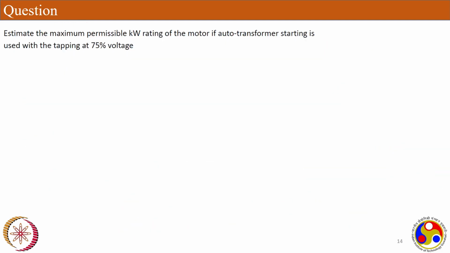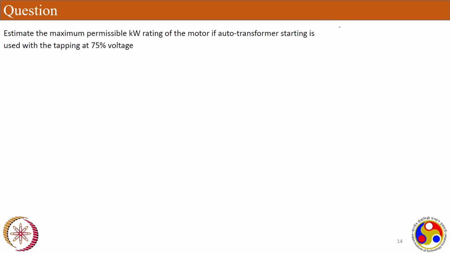Now estimate the maximum permissible power rating of the motor if an auto transformer starter is used and the tap ratio is 75% of the voltage. Now it's again easy. Here x is the tap ratio. Whenever you are going for a tapping, you are limiting your full load current. Now whatever your new full load current would be, it is this tapping ratio times the full load current.